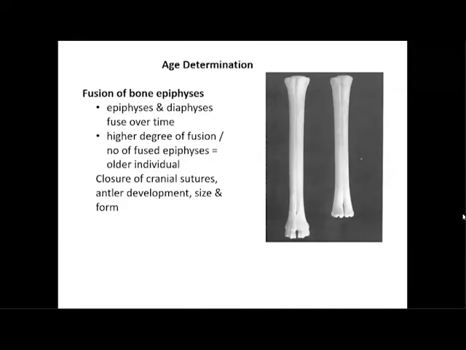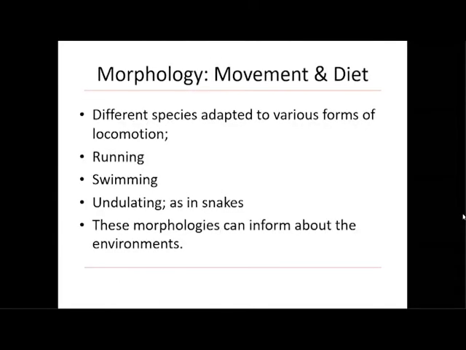Another thing that aids in age determination is long bones. So to your left is a fused long bone, metatarsal, and to your right is an unfused one. This enables you to tell the age, because the unfused one is usually a juvenile and the fused is adult. So it's another way of knowing the age of the specimens that you're looking at.